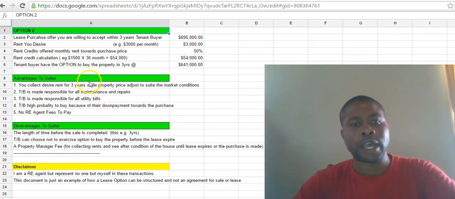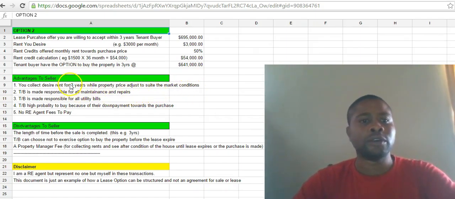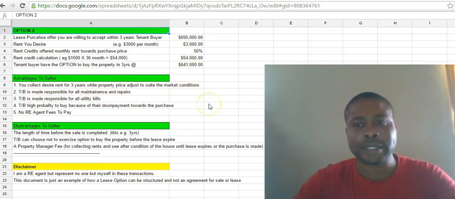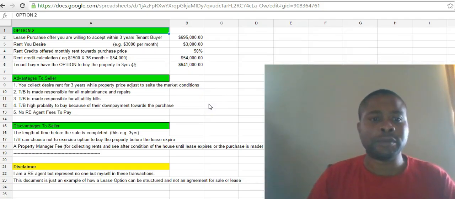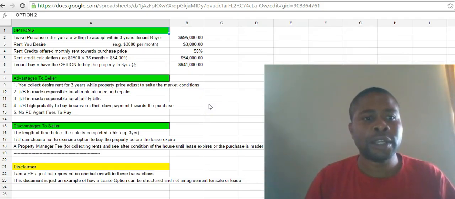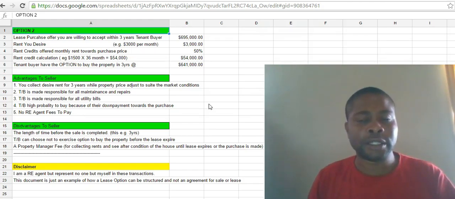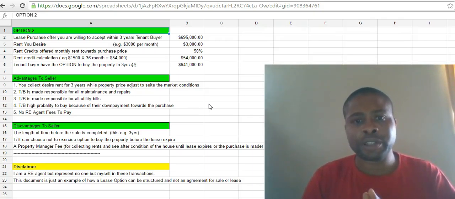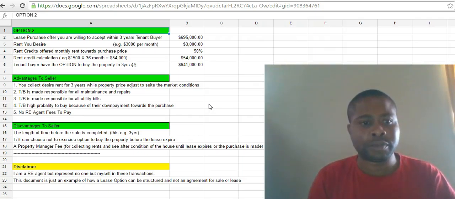You look for your cash out in 3 years, and by taking a lease for this period of time, it allows the property price to adjust to market conditions and so on. But as I was saying earlier, the advantages kind of remain the same. Again, the tenant is responsible for maintenance and repairs. They're responsible for utilities. There's a high probability they will purchase the property at the end of the lease. It's no guarantee, but high probability, because they've made a down payment towards the purchase price.